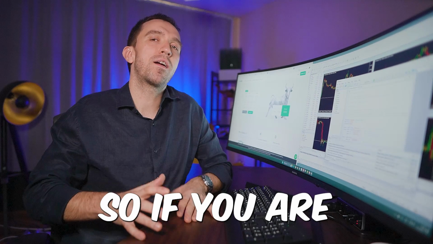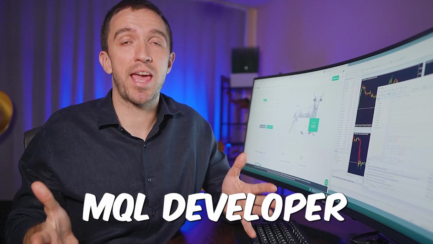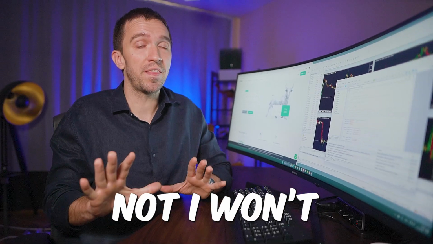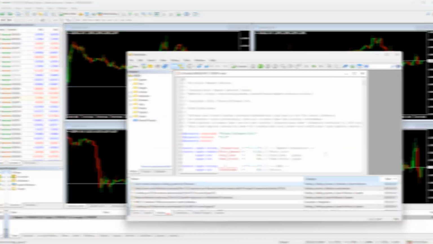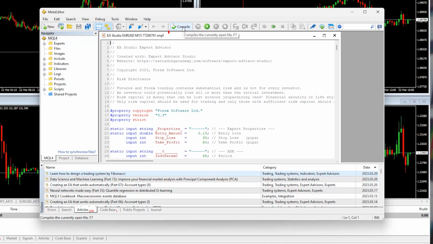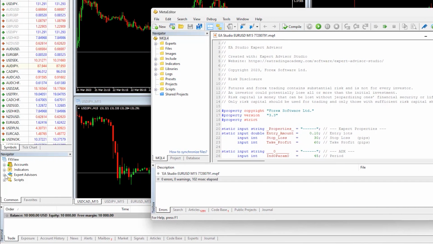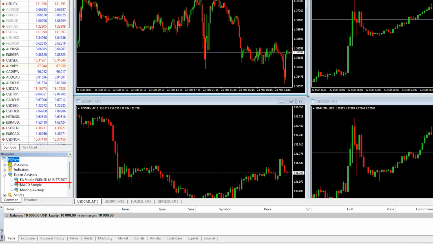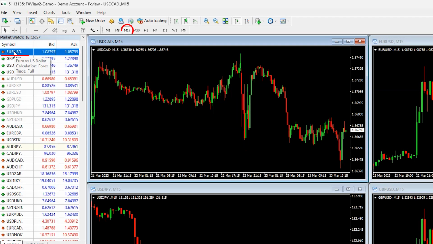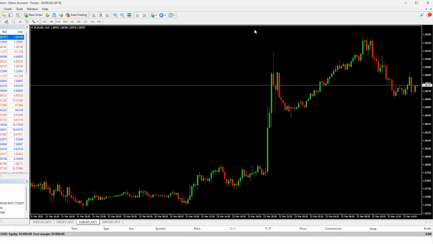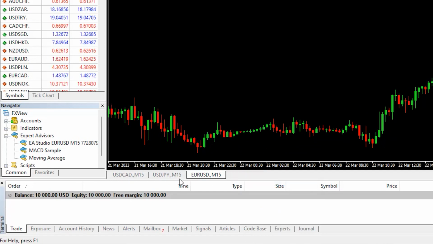So if you are an advanced and experienced MQL developer, you can modify the code. If you are not, I would suggest you not touch the code. You can compile it from that button and you will see the expert advisor in your Navigator and it is ready for trading. It trades on the Euro-Dollar for the M15 time frame. So what I will do, I will put it on that chart and I'll just close the rest.